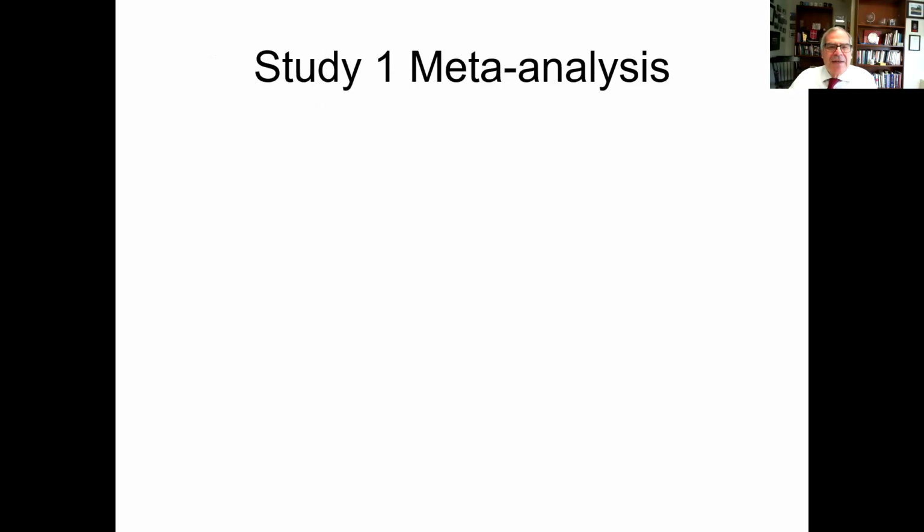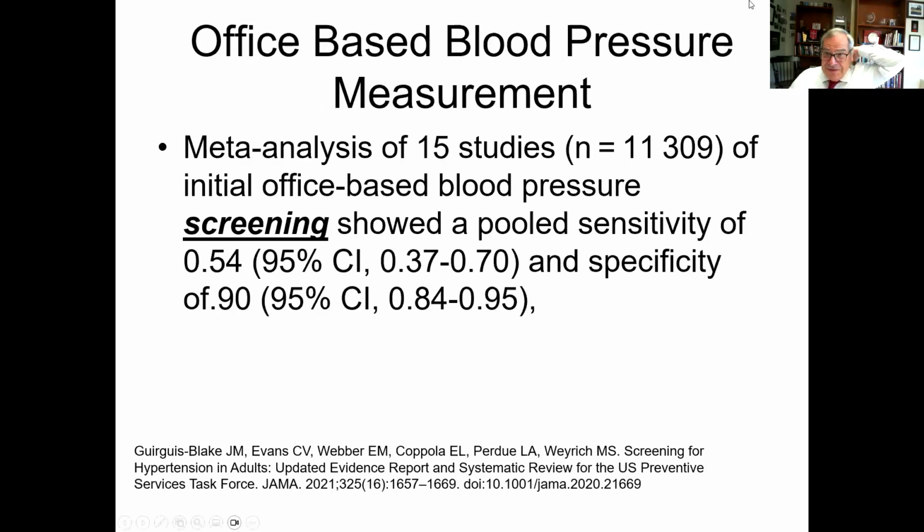So our first one is a meta-analysis looking at sensitivity and specificity. In this particular scenario, if we look at office-based blood pressure measurements, this is a meta-analysis of 15 different studies. What this has shown is a pooled sensitivity of the initial office-based blood pressure measurement for the identification of hypertension of 54%, and a specificity of 90%. And I might just ask Dr. Weber, Dr. Welton, what their thoughts are on this initial office-based measurement in the diagnosis of hypertension.